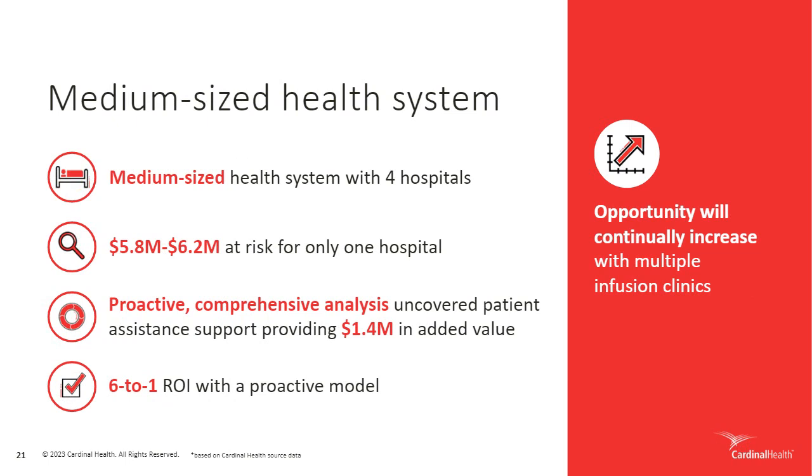Absolutely. I don't want you to think that application like this is only viable in large IDNs or large organizations, because even in medium-sized health systems looking at four hospitals, 5.8 million to 6.2 million is at risk for one identified hospital in this category. Through the proactive comprehensive analysis, it uncovered patient assistance support providing $1.4 million in added revenue. In looking at this, this is calculable as a 6-to-1 ROI through a proactive model.